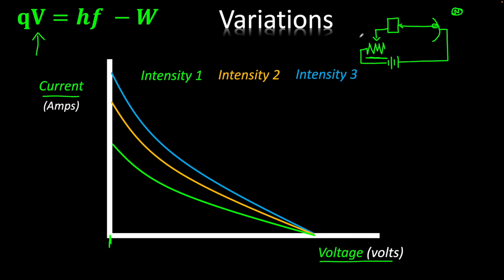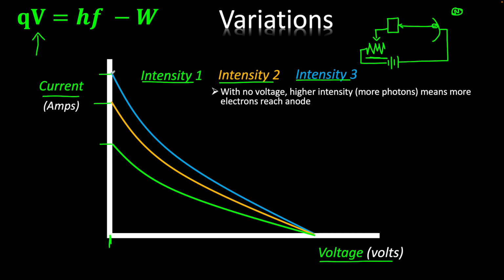Okay? If I have a lower intensity, so let's say this green one here, I will get a lower coulomb per second, or electron rate, that they're coming to the other side. If I have a brighter wave, which means sending more photons, then I'm going to liberate more electrons and get a higher current. Same with intensity 3. I'm going to increase the intensity, I increase the electrons liberated, and I increase the current. Okay? So that's, I think, our first note here. With no voltage, higher intensity, more photons means more electrons reach the anode, and I have an increase in current.